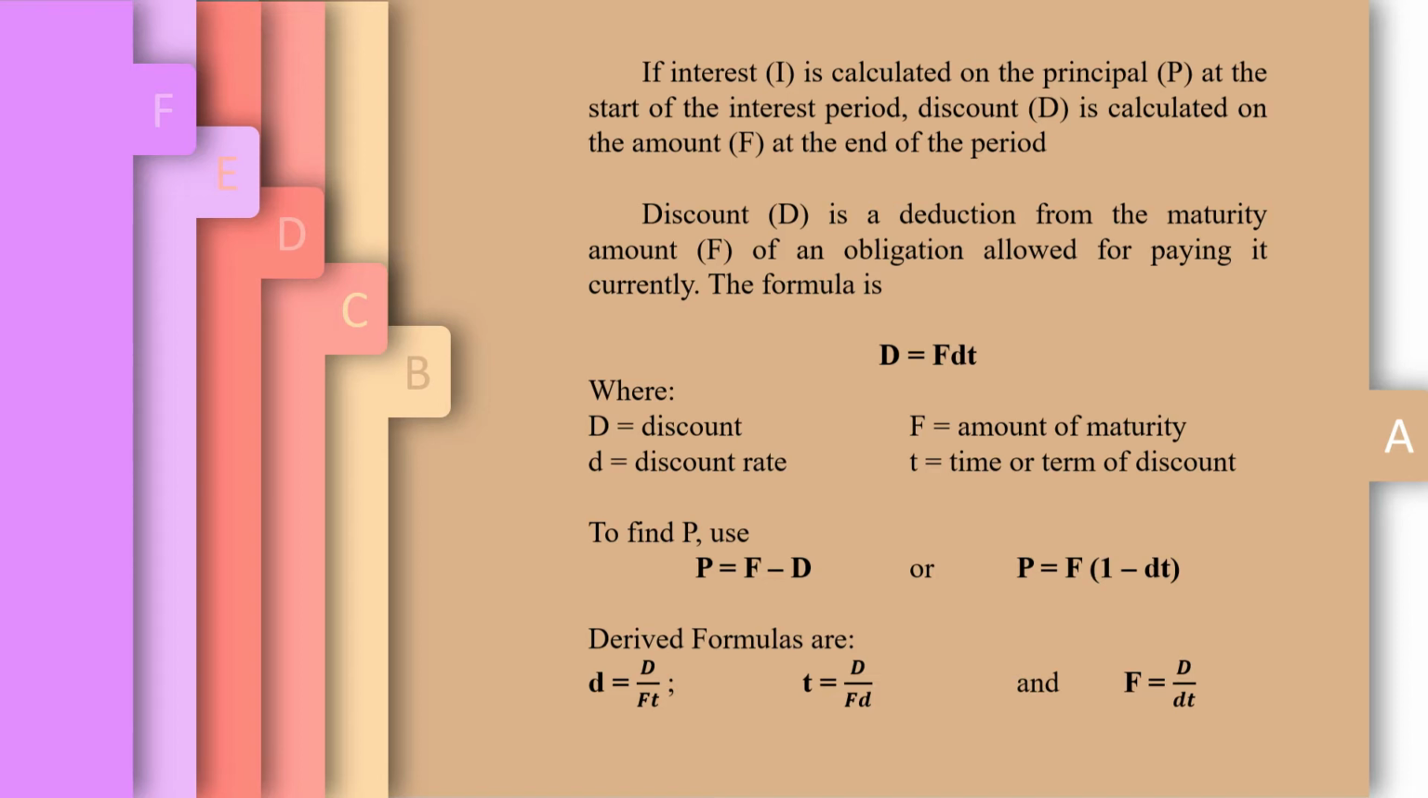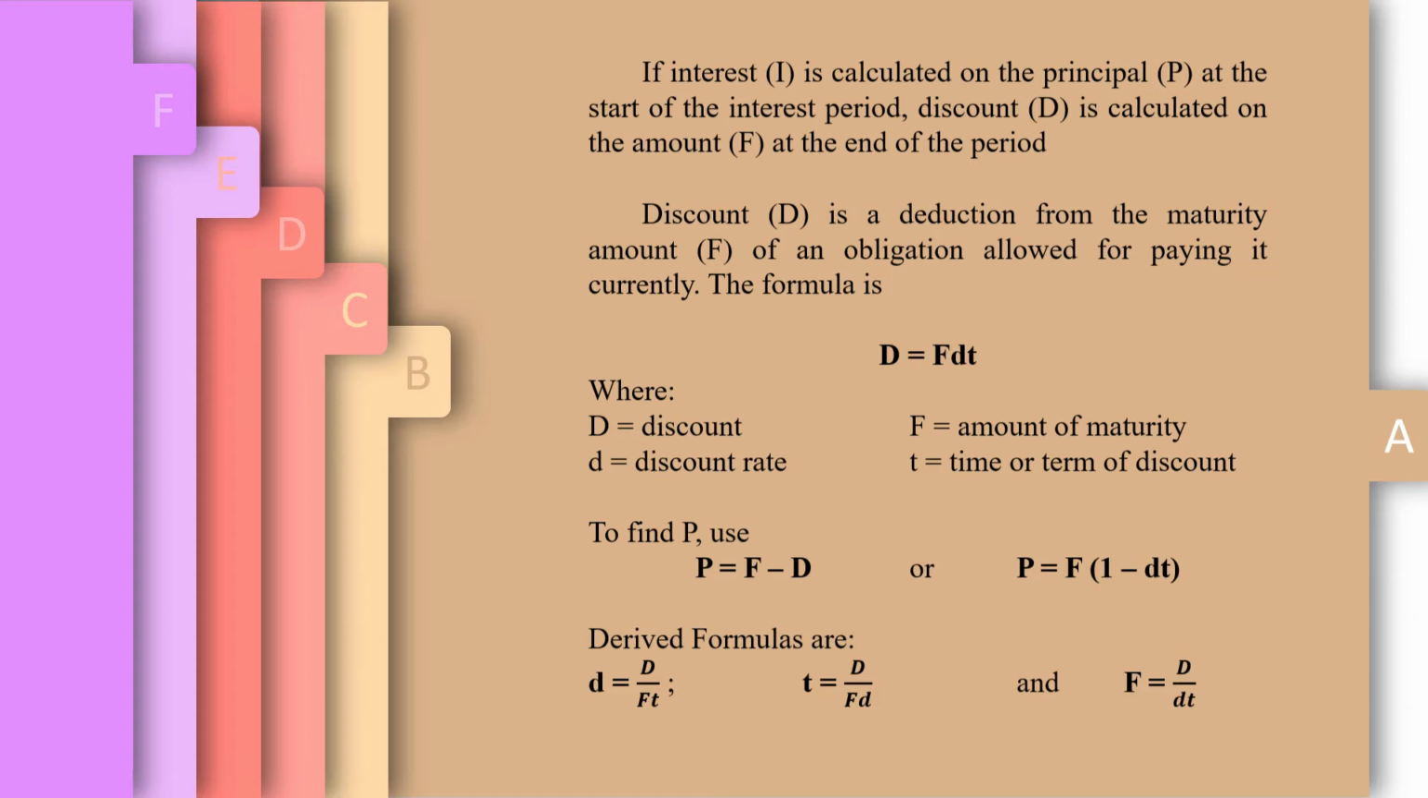of discount. To find the principal amount, we have to use P is equal to F minus D, or principal amount is equal to amount of maturity minus the discount, or we have P is equal to F times the quantity 1 minus DT, or principal amount is equal to amount of maturity times the quantity 1 minus the product of discount rate and the time or term of discount.